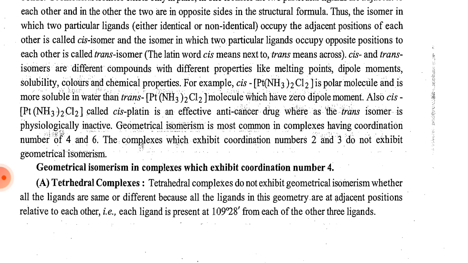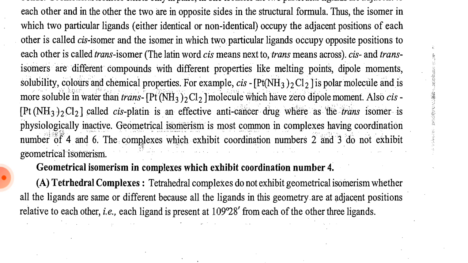Also, cis-Pt(NH3)2Cl2, called cisplatin, is an effective anti-cancer drug, whereas the trans isomer is physiologically inactive. So this Pt(NH3)2Cl2, which I already told you about, is known as cisplatin. It is very famous as an anti-cancer agent. The trans isomer is physiologically inactive. Geometrical isomerism is most common in complexes having coordination number 4 and 6.